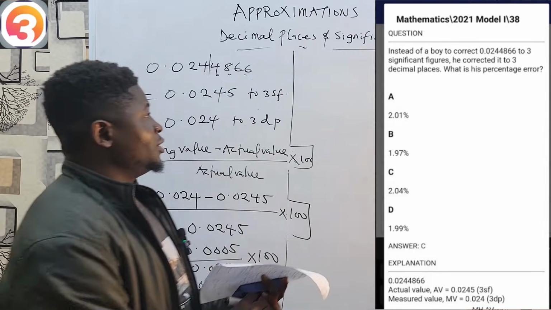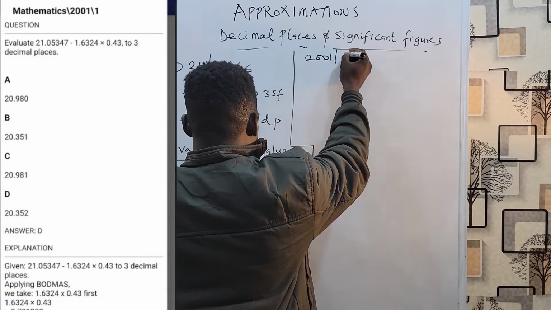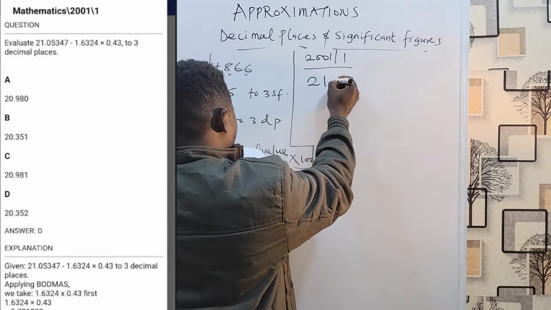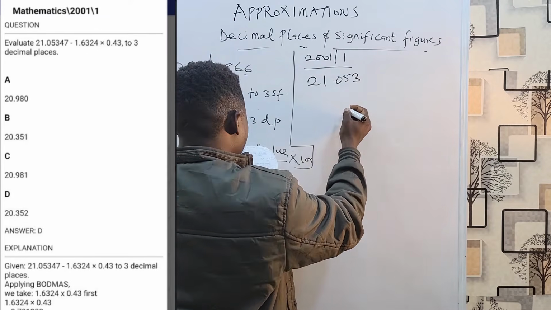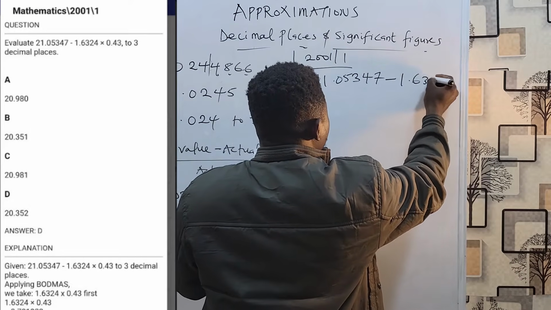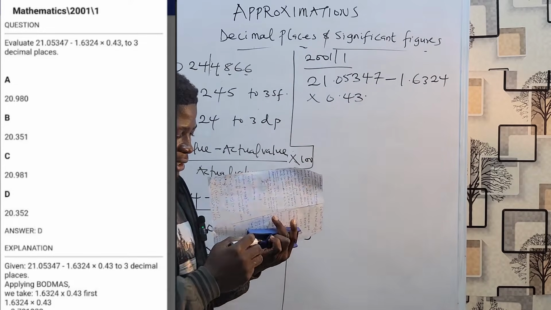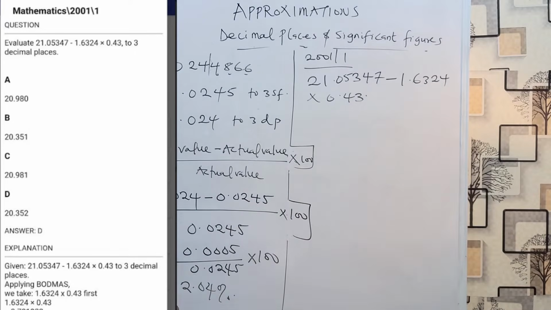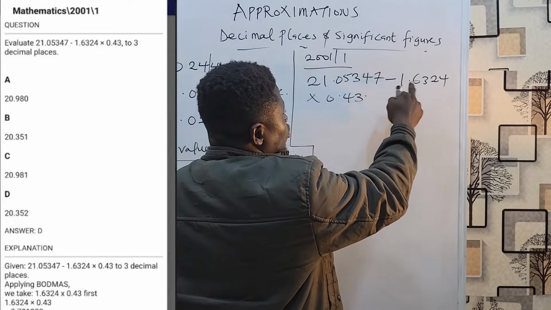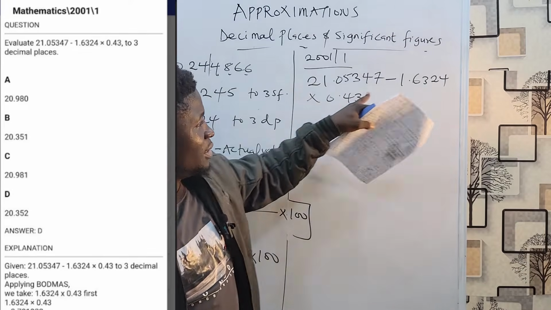Now let's see another question. This one is a 2001 question, number 1. It says evaluate 21.05347 minus 1.6324 times 0.43, to 3 decimal places. Now, this is one question. So if you see here, there's multiplication, there's subtraction.